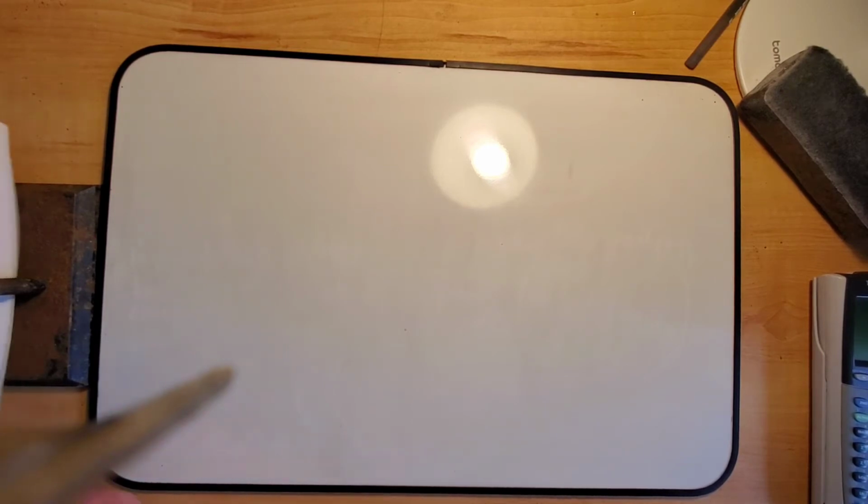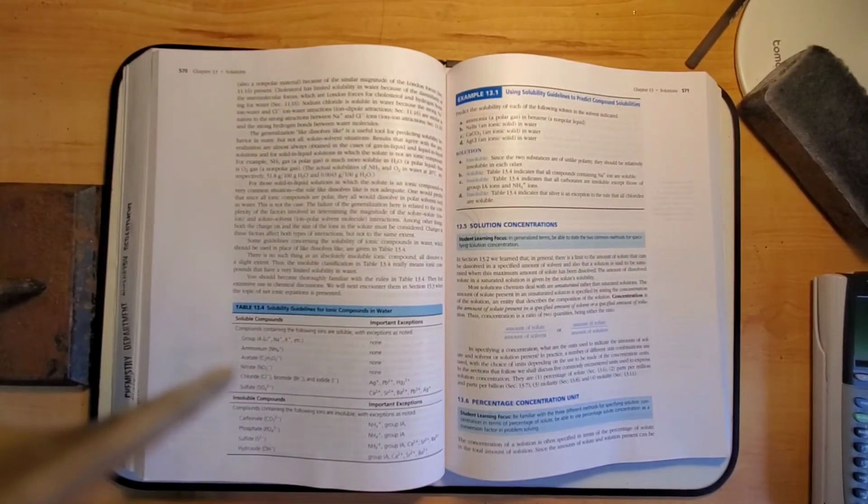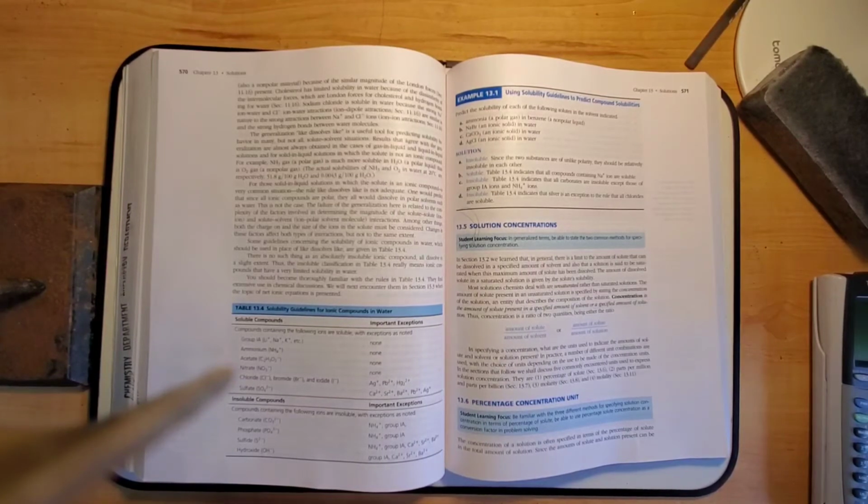So here now, I'm going to put this book right in front of the camera. You've got table 13.4, solubility guidelines for ionic compounds in water. What this does is that generally ionic substances do dissolve in water very well. However, there are some exceptions.